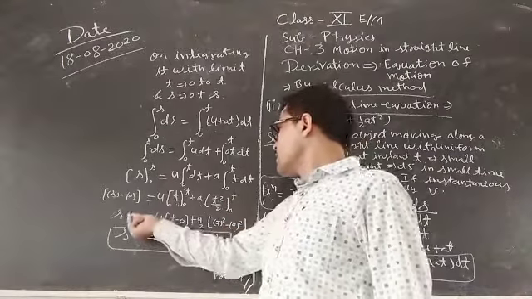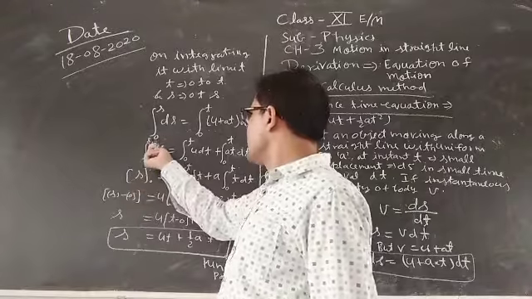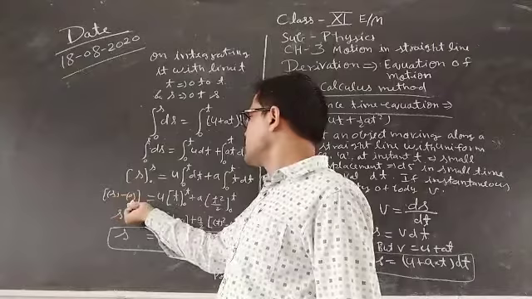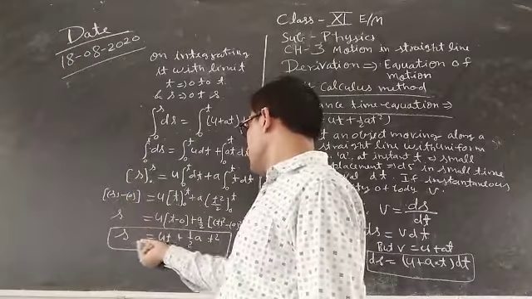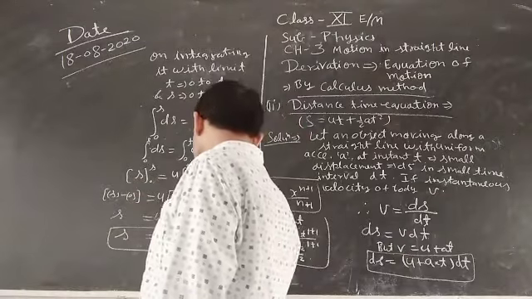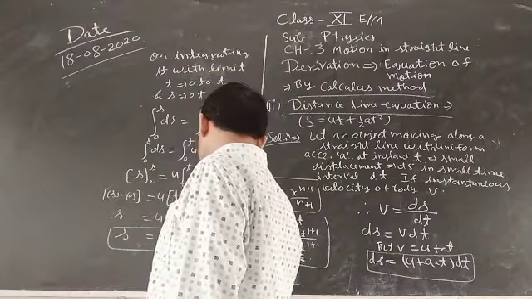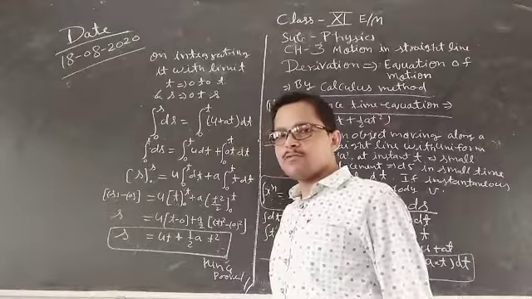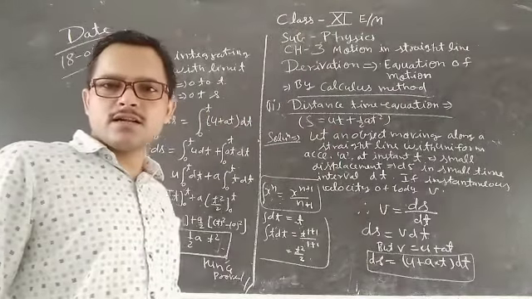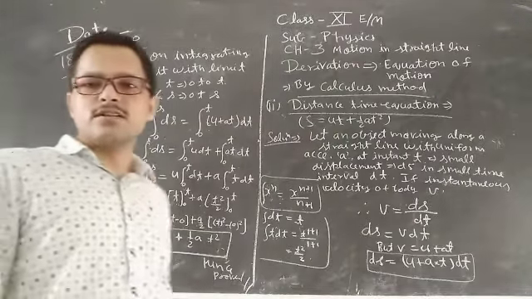Then you will get here also the final integration of ds, you will get s from 0 to s. Then put the final minus initial limit, s minus 0, here s. S is equal to ut plus 1 by 2 at square. You will get s is equal to ut plus 1 by 2 at square. This is the second equation of motion. This is the calculus method. You will get by the calculus method s is equal to ut plus 1 by 2 at square.